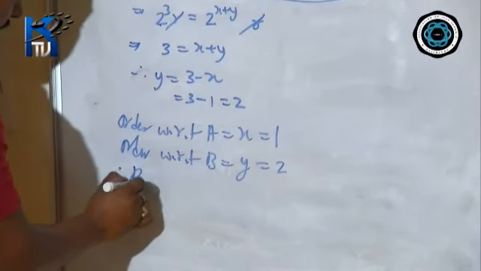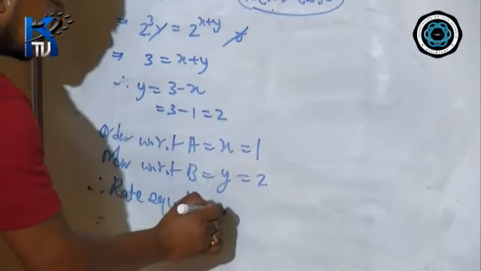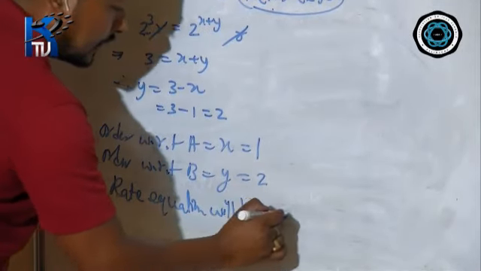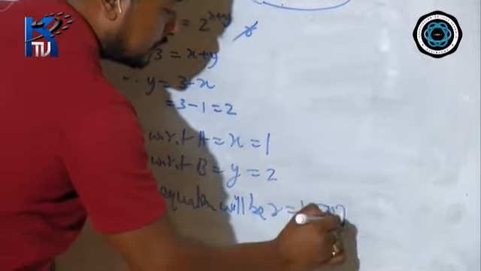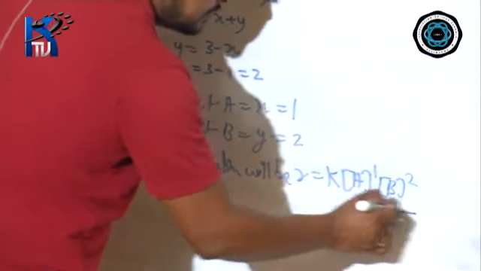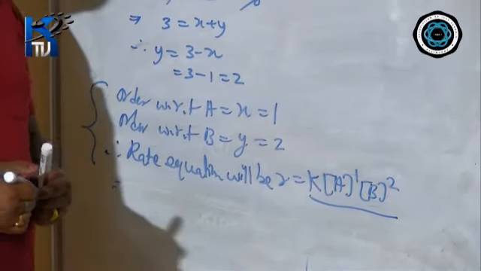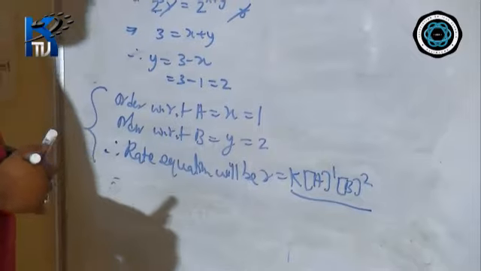So therefore rate equation will be R is equal to K concentration of A to the power x, x came 1, B to the power of y, y came 2. So this is the required answer of the question. Clear, students? So this is how we solved question number 5.